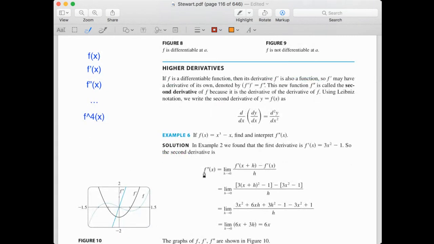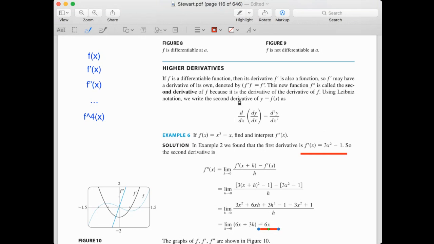But let's talk about the double derivative. One way you can write it is f double prime of x. So basically we're treating f prime of x as a function now. So take the derivative of this function, f prime of x, and the process is the same. Right? So if our original function is x cubed minus x, and its derivative is 3x squared minus 1, we go through the same process. We find the double derivative is 6x.